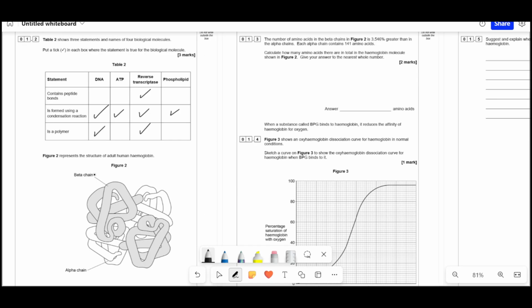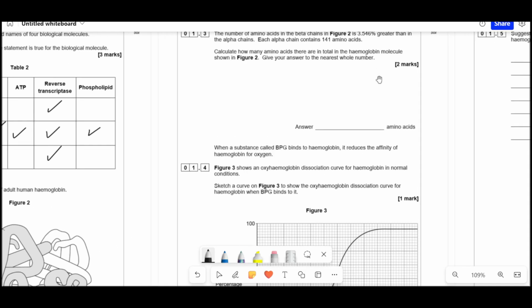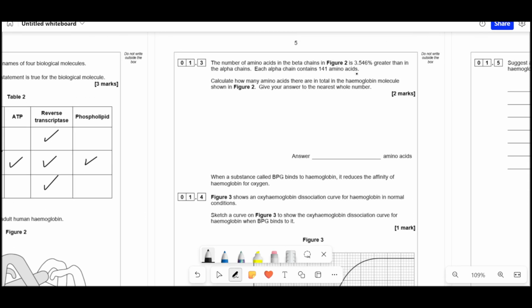Figure 2 represents the structure of adult human hemoglobin. We've got beta chains and alpha chains; the beta chains are gray, the alpha chains are white. The number of amino acids in each of the beta chains is 3.546% greater than in the alpha chains. Each alpha chain contains 141 amino acids. So, right, AAs for short, is going to be 3.